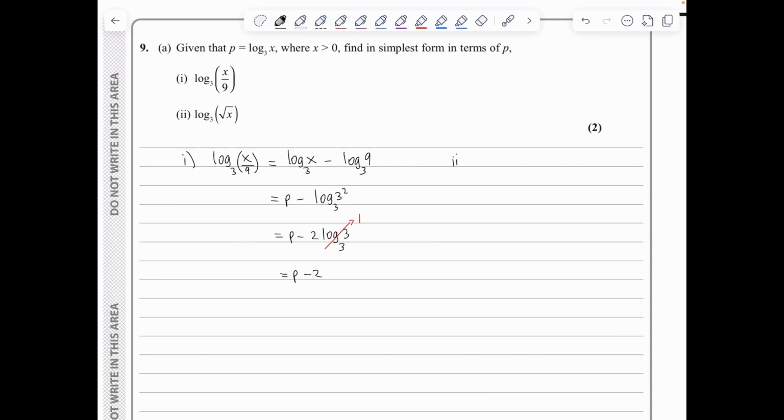In part ii, we're looking at log of root x base 3. So the first thing to do is write root x as x to the power of a half. The half can come down, so it's a half log of x base 3, which is of course a half p.